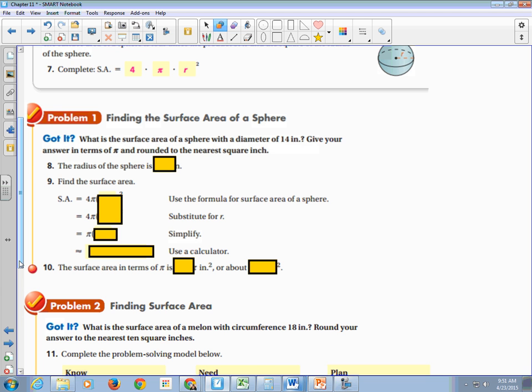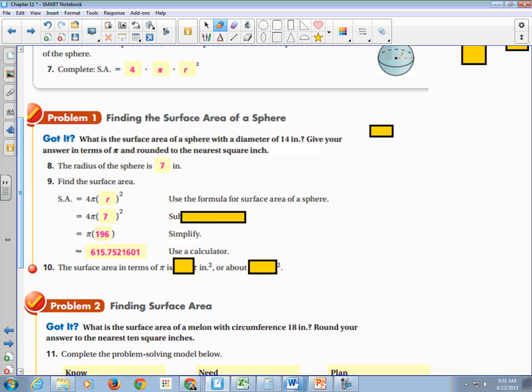So when I have a problem that says, what is the surface area of a sphere with a diameter of 14? Give your answer in terms of pi. Round to the nearest square inch. The radius of the sphere is 7. The surface area is 4 pi times r squared, which is 4 pi times 7 squared. 7 squared is 49. 49 times 4 is 196. When I use a calculator, I get 615.75. So the answer is 196 pi, or about 616 square inches.